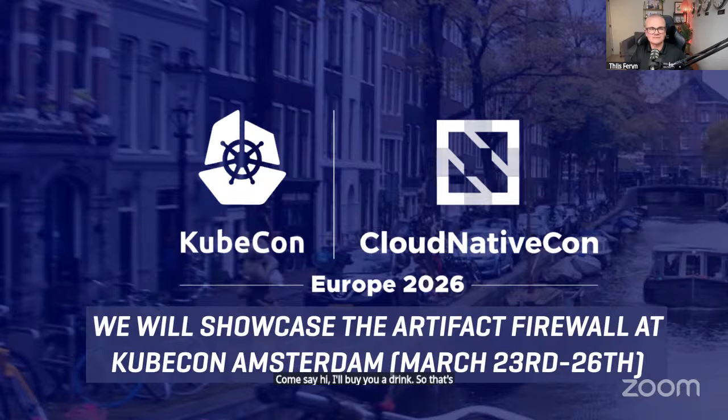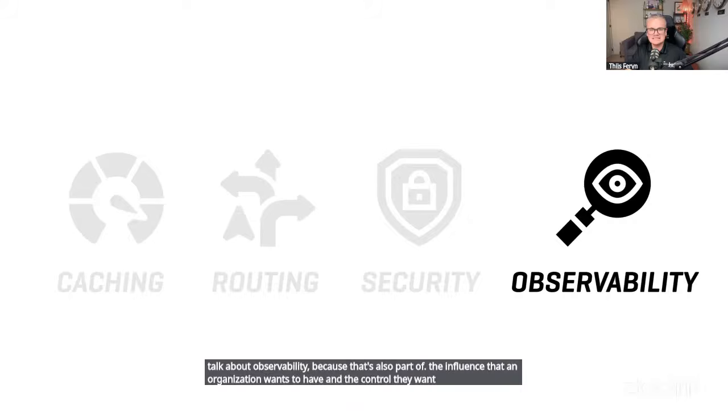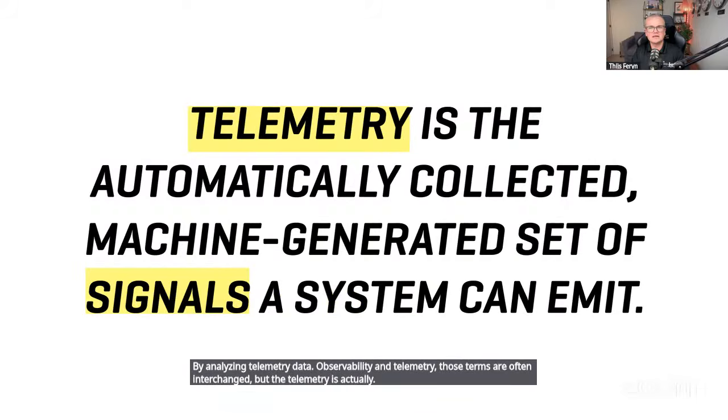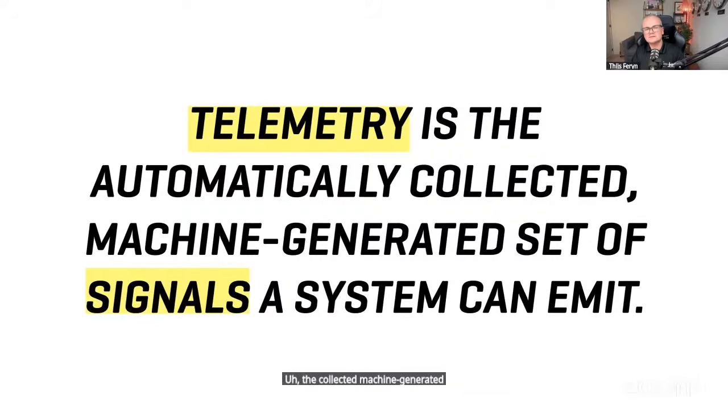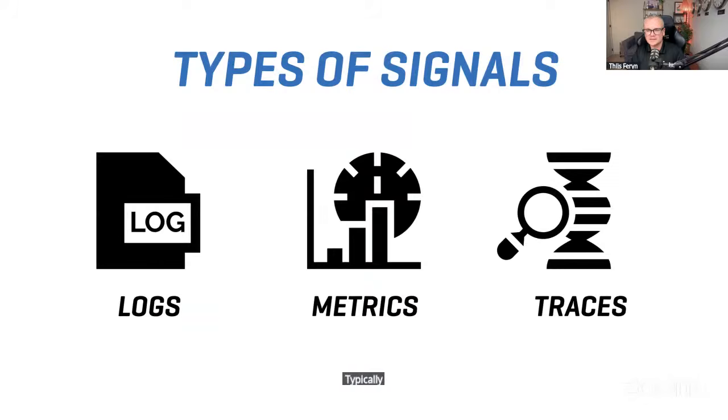So that's the security aspect of it. Let's quickly, because I won't keep you here for too long, talk about observability, because that's also part of the influence that an organization wants to have and the control they want to have. They want to see things. Now, observability is the ability to understand a system's internal state by analyzing telemetry data. Observability and telemetry, those terms are often interchanged, but telemetry is actually the collected machine-generated set of signals. So you have a signal, a collection of signals is telemetry, and what you do with that telemetry can give you observability. Typically, you can have logs, metrics, and traces.